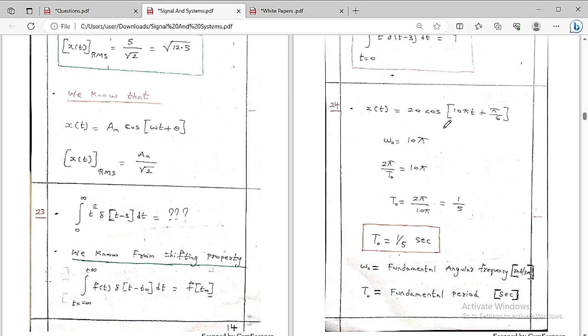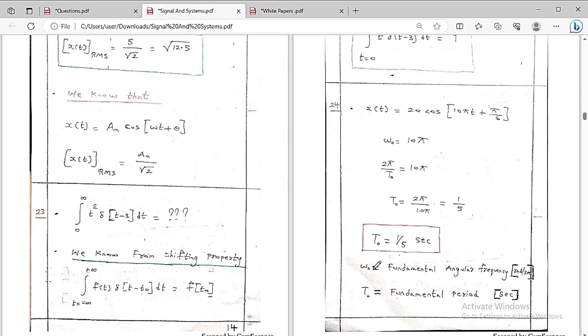I've already told you, in the format A cos of omega t plus theta, omega naught or omega is equal to 10 pi. Omega naught is 2 pi by t naught, which is equal to 10 pi. So if you simplify, what is t naught? 2 pi by 10 pi. The pi cancels, and the 2 and 10 reduce, so you get 1 by 5. So the fundamental time period is 1 by 5 seconds.